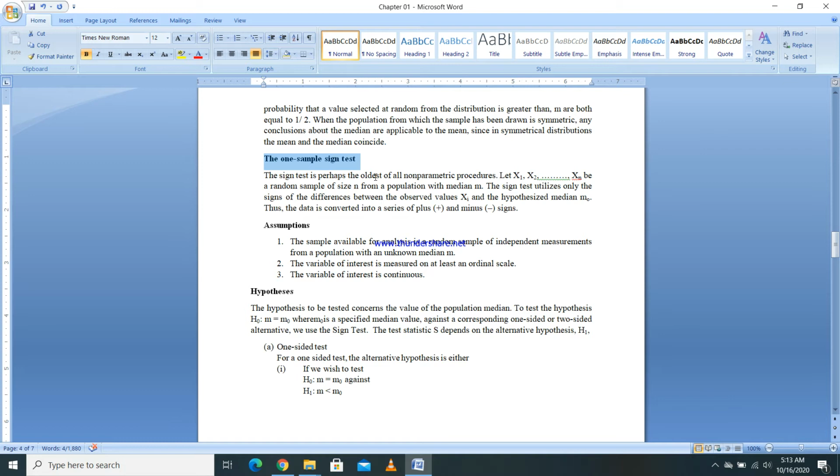In this case, we take our data set and calculate the difference. We check the difference between the observed value and the given median value, and we count how many differences are positive and how many differences are negative. Based on that we are going to perform the test. I will do examples, and then you will understand.